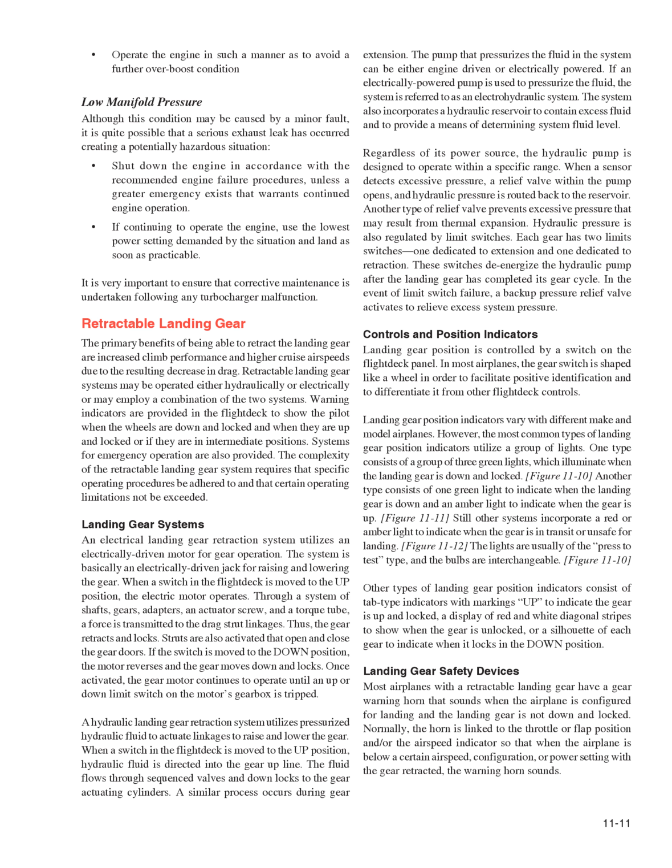Retractable landing gear. The primary benefits of being able to retract the landing gear are increased climb performance and higher cruise airspeeds due to the resulting decrease in drag. Retractable landing gear systems may be operated either hydraulically or electrically, or may employ a combination of the two systems. Warning indicators are provided in the flight deck to show the pilot when the wheels are down and locked, and when they are up and locked, or if they are in intermediate positions. Systems for emergency operation are also provided. The complexity of the retractable landing gear system requires that specific operating procedures be adhered to and that certain operating limitations not be exceeded.